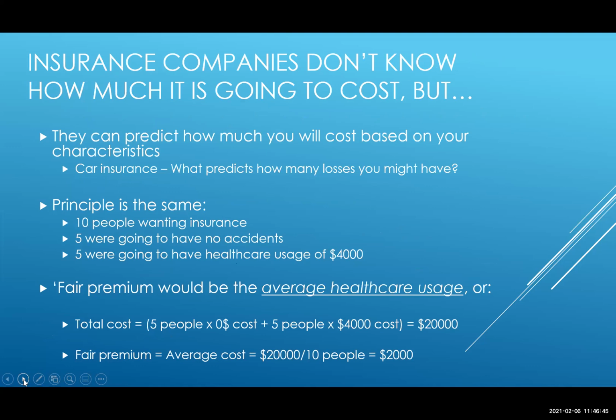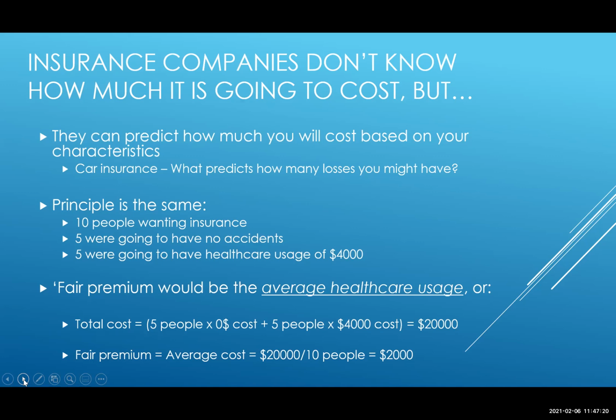So insurance companies don't know how much it's going to cost for the year, but they can predict how much the cost will be based on your characteristics. So your car insurance, what predicts how many losses you might have? For car insurance, they use age, whether you smoke or not, where you live, the type of car you drive. Those are all things they use to predict what their losses will be for car insurance.